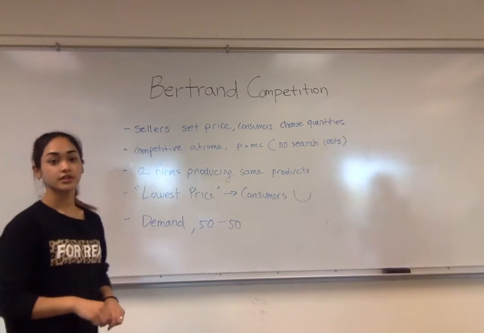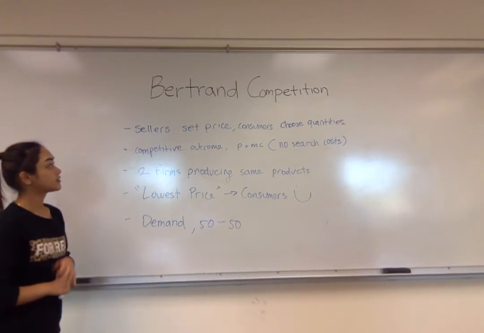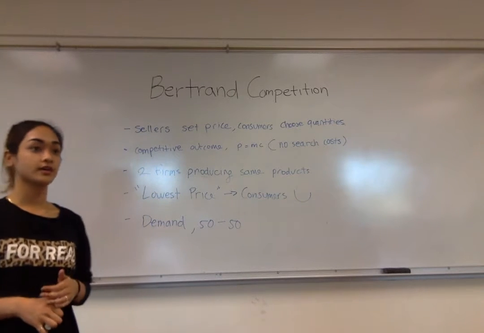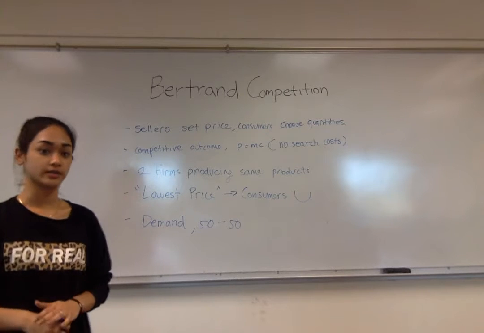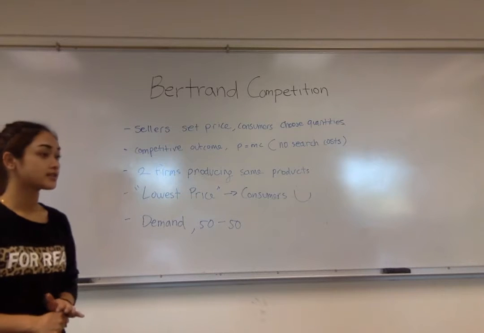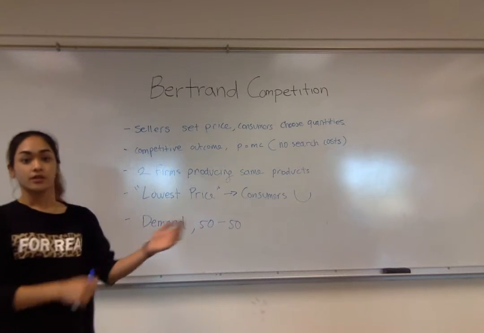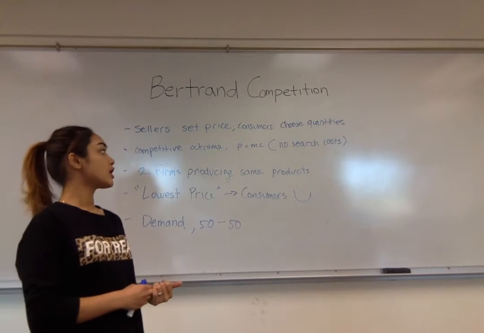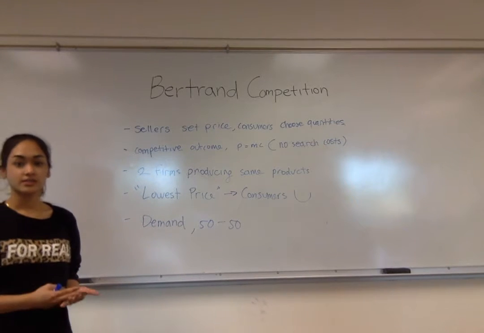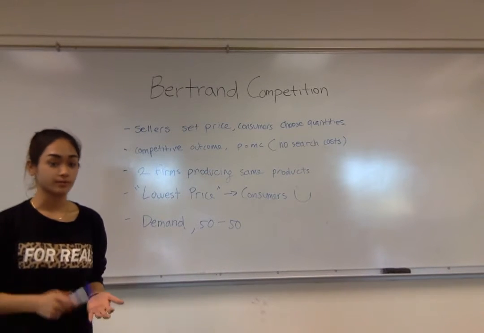So Bertrand competition was invented by Joseph Louis Bertrand, and it is basically when the seller sets the price and the consumer has the capability of picking the quantities of that product. So assuming the seller is able to set the price, the competitive outcome would be price equal to marginal cost. This is when consumer search costs are not involved, and search costs are like transportation costs or the effort they need to put in to find the product.